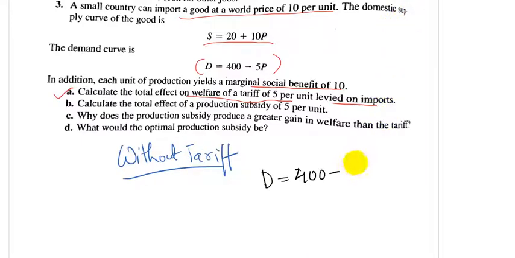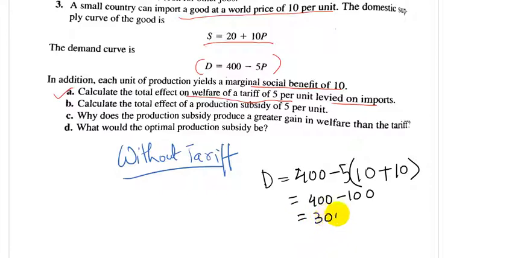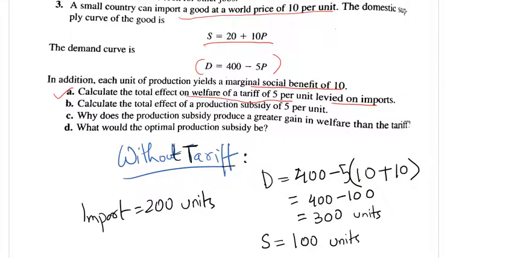That is, this can be calculated by 400 minus 5 into 10, where 10 is the world relative price, plus there is a marginal social benefit which will always add, and thus 400 minus 100, which gives us 300, that the country or the small economy consumes 300 units. Now the country produces similarly 20 plus 10 into 10, that is the supply is only 100 units, and thus 200 units needs to be imported.